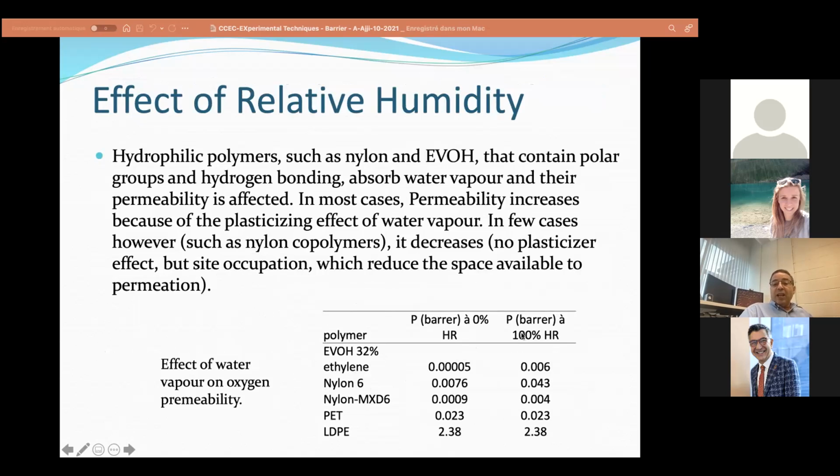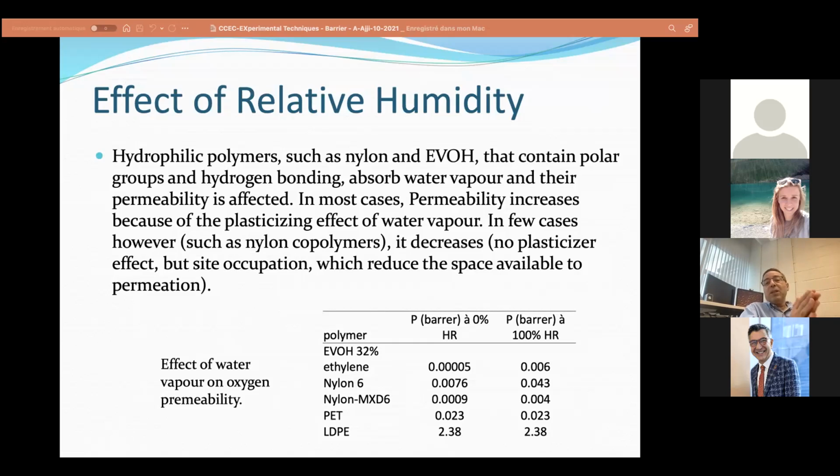Effect of relative humidity: it affects particularly, you see, EVOH, for example, or polyamide nylons, in a dry state and in 100% relative humidity. You see for EVOH, for example, with 32% ethylene, it is 100 times more, almost 2 orders of magnitude higher, in moist atmosphere, and for nylon it is probably 3 or 4 times more than in the dry state. This is particularly important because these are the polymers which are the most impermeable to oxygen.